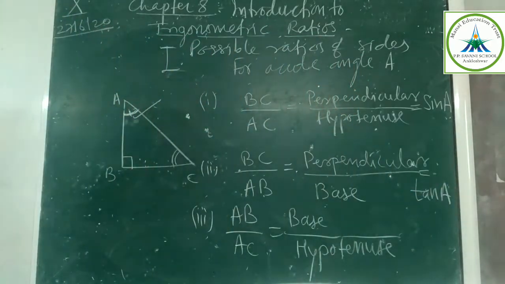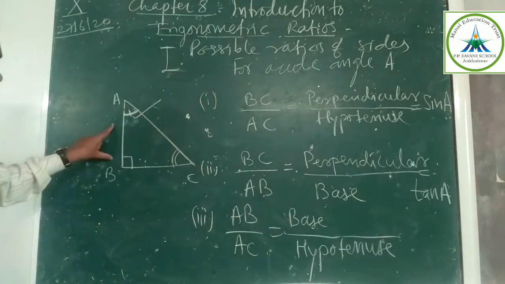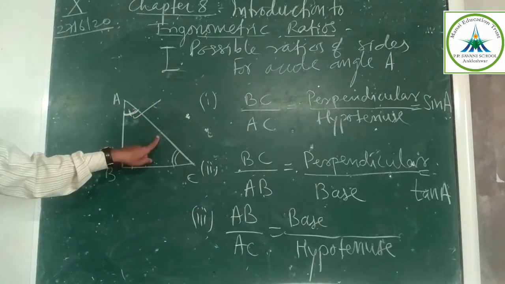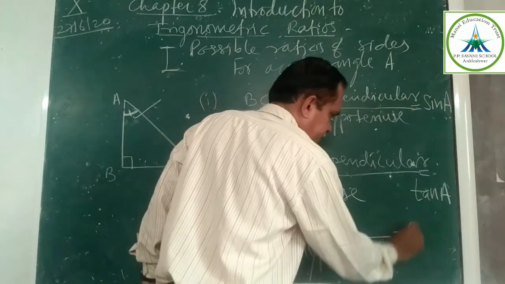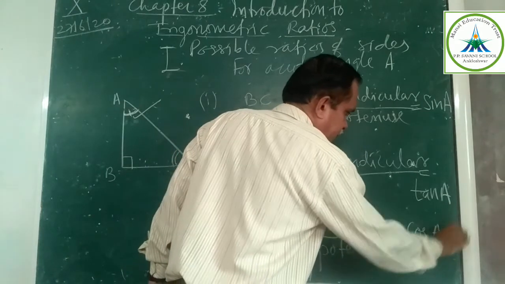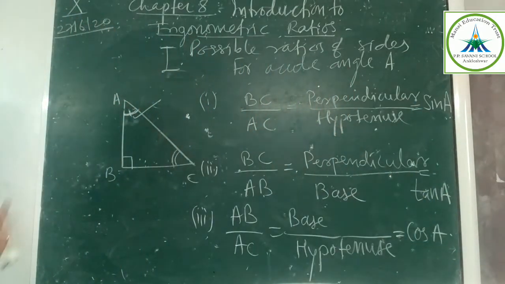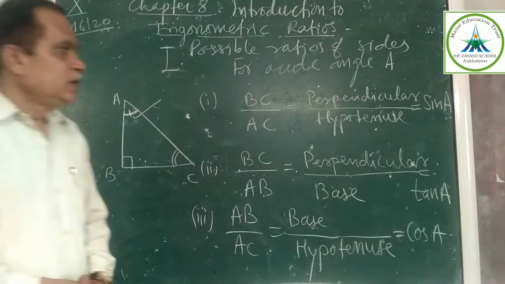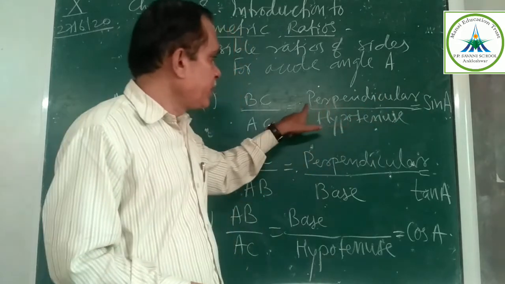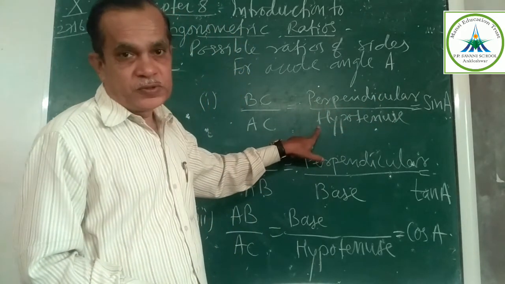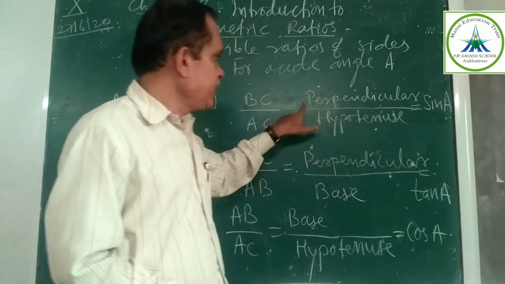Tan of the angle, tan A. Base upon hypotenuse is known as cos of the angle A. Cos of angle A. Remember this now. Look here. You got it now. Inside, what are the sides? Perpendicular and hypotenuse. Okay? S, P, H.